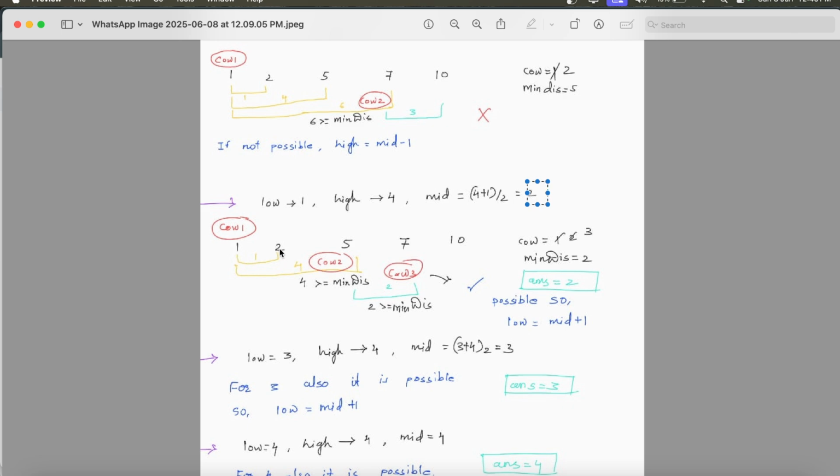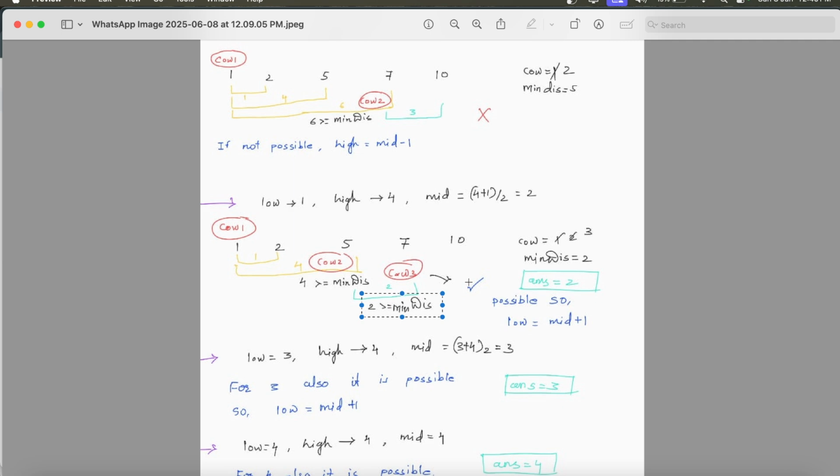Here it is 1, we cannot keep. Here it is 4, so 4 is greater than or equal to 2, right? So yes, we can keep our second cow at this location, at the 5th stall. Now the distance between 5 and 7 is basically 2, so it is greater than or equal to the minimum distance that we are trying to figure out. So we can keep our third cow at this location, and the moment we are able to keep all cows at different locations.